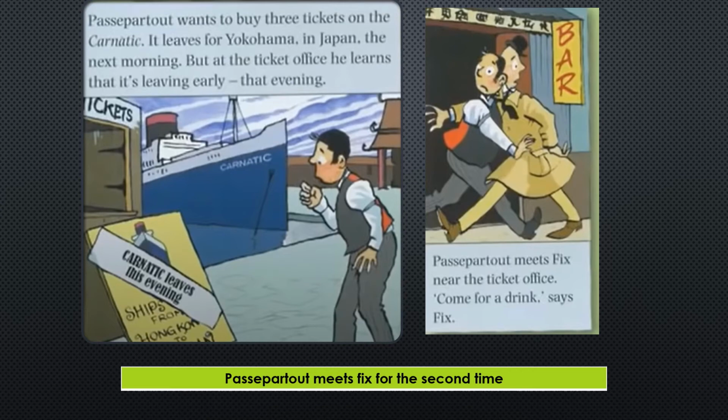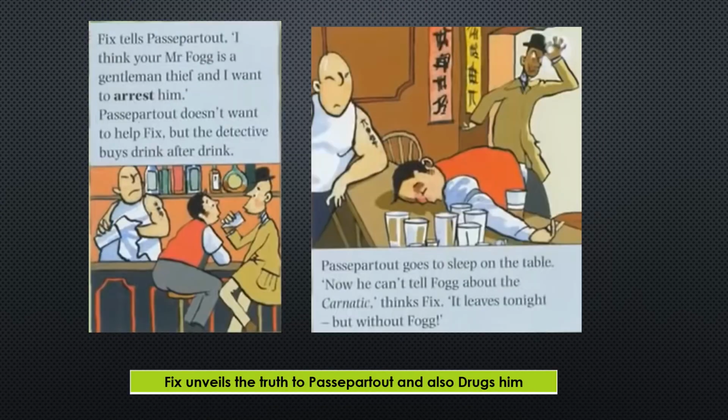Passepartout meets Fix for the second time near the ticket office, and Fix offers him a drink. "Come for a drink," says Mr. Fix. Fix tells Passepartout, "I think your Mr. Fogg is a gentleman thief and I want to arrest him."